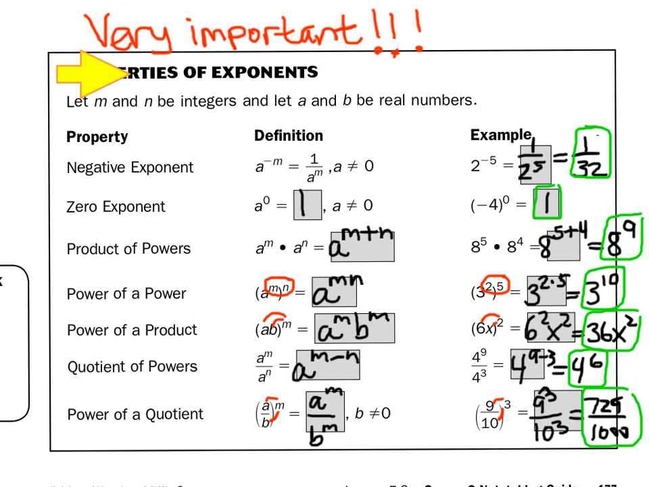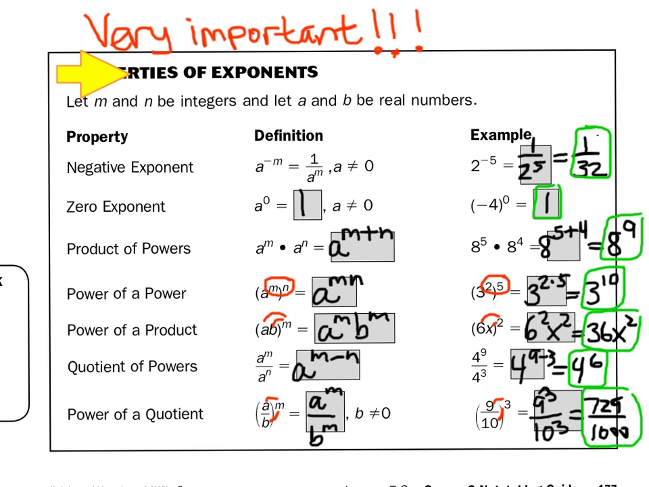Remember, zero exponent, anything that's like a superhero, anything that the zero exponent touches becomes 1. So even negative 4 in parentheses to the 0 power would just become 1. And the product of powers, if I have a to the m times a to the n, remember when the bases match, you just copy the base, copy the a, and then you would add the m plus the n. So if I had numbers here, 8 to the 5th times 8 to the 4th, I would copy the 8, and then I would just add 5 plus 4, so it would be 8 to the 9th power.